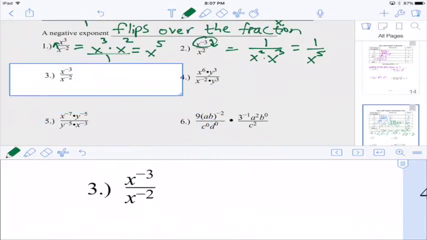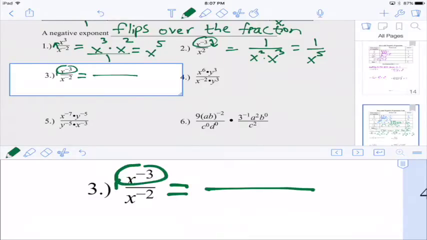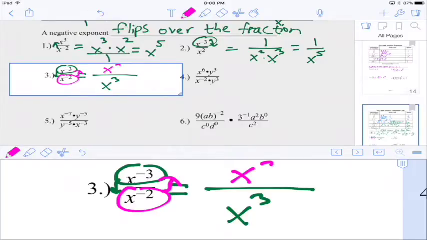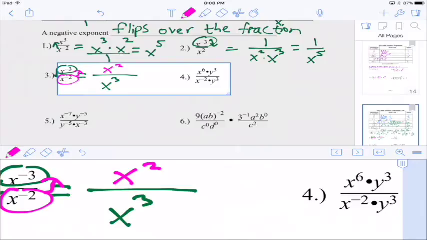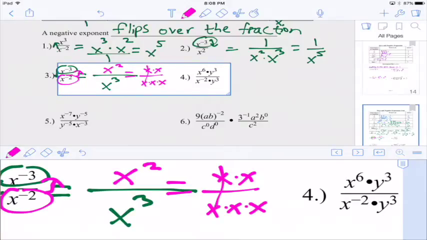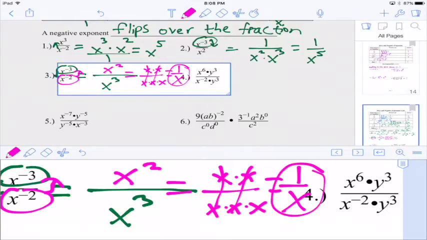Couple more. Now both of these are negative exponents, so I'm going to flip both of them over the fraction bar. That x to the negative 3 is going to go to the denominator, x to the positive 3 now in the denominator. Then my x to the negative 2 is going to go to my numerator, but it's going to become positive, x squared. All right, and if I see my cancellations, I could expand this out. Say x times x over x times x times x. Cancel, cancel, I have 1 over x. If I would have subtracted from the beginning, I would have seen that this is x to the negative 1.